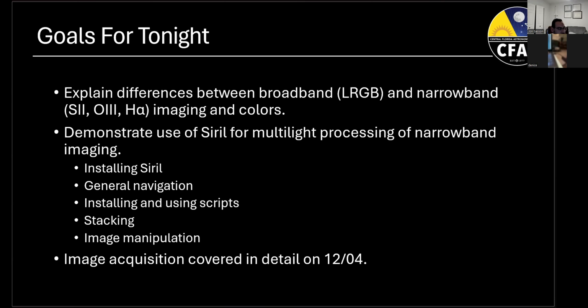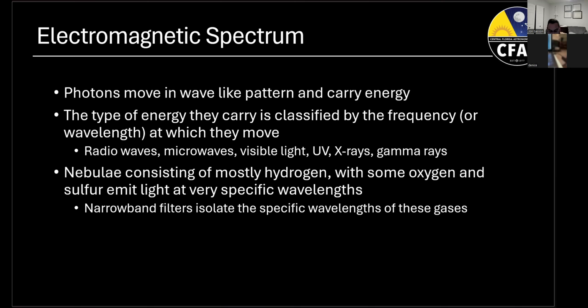Like I said before we started, I think it's important to understand what it is we're doing with the light and the colors. So really, we're looking at the electromagnetic spectrum, right? That's a fancy way of saying light is made of photons and they move in a wave pattern, meaning they're going up and down while simultaneously moving forward. So it makes a little wave, and they carry energy. So really, that energy is what we see as light.